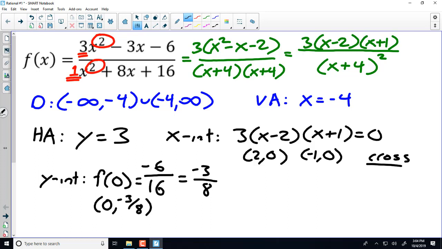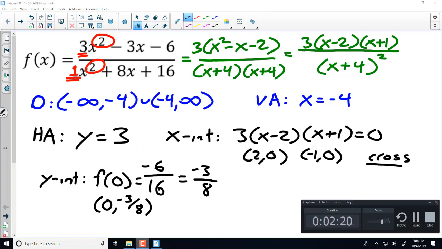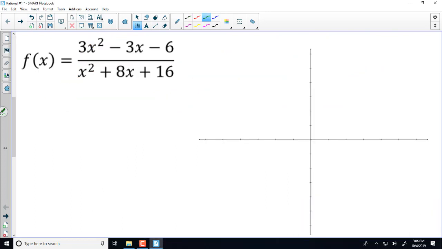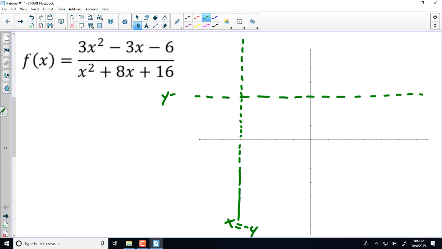We have our intercepts, we have our asymptotes, we are ready to go to a graph. Let's see how we do. Okay, this graph is going to have two pieces because we have one vertical asymptote at x equals negative 4. So we're going to have one piece on each side of that vertical asymptote. We also have a horizontal asymptote of y equals 3 right here. Okay, and I have a couple ordered pairs. I have 2, 0, and I have negative 1, 0. And we also have the y-intercept, which is right here at 0, negative 3/8.